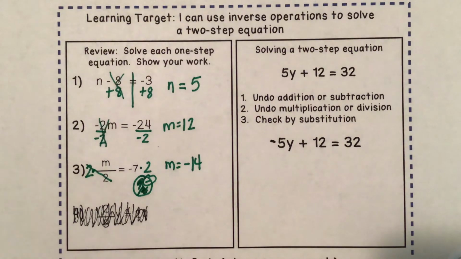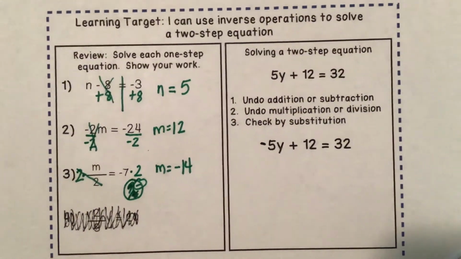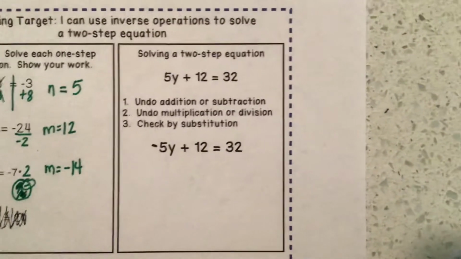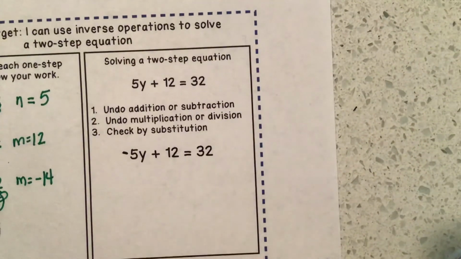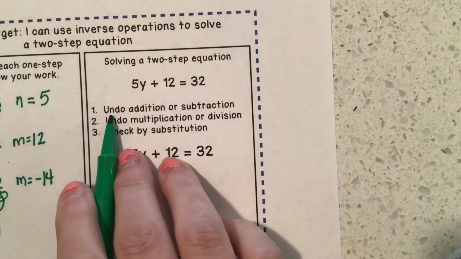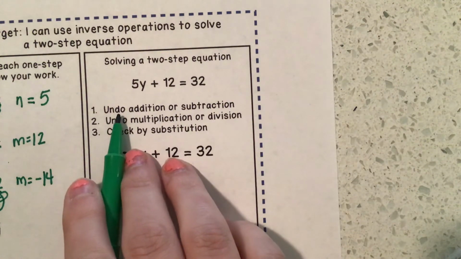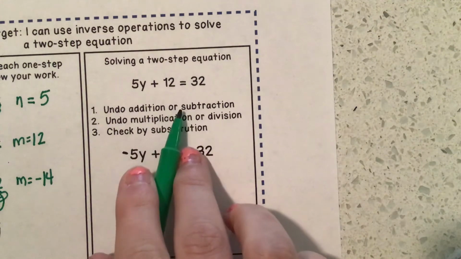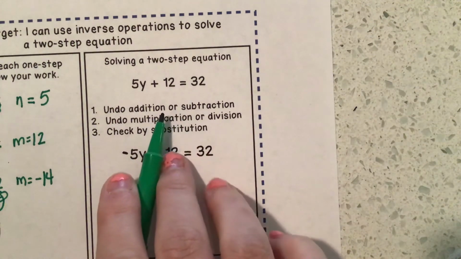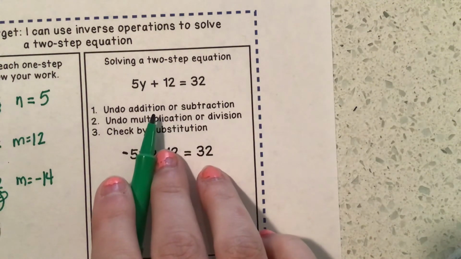You just simply look at the operation that's happening and you do the opposite. Now when we get involved in two-step equations, it gets a little more complicated. Here it really does a great job of listing out the steps that you have to take. You have to undo the addition or subtraction first. So we don't even care about multiplication, division. We want to undo the addition and subtraction first.